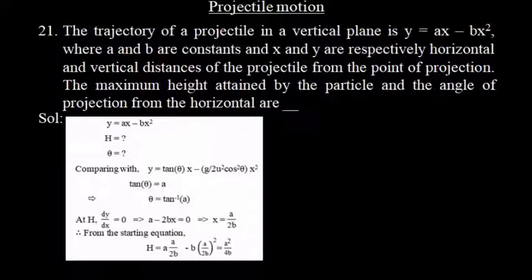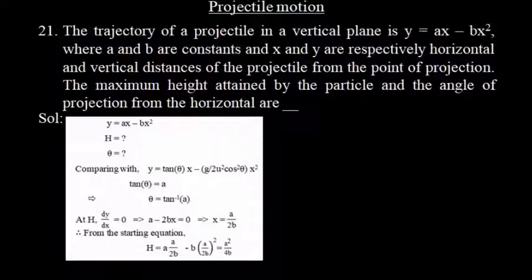Comparing with the standard equation, that is y is equal to tan theta into x minus g by 2 u square cos square theta into x square, we get tan theta as a. That is, theta is equal to tan inverse a. So we know that at maximum height dy by dx is equal to 0. That is, the slope becomes 0. Then differentiating the given equation with respect to x, we get dy by dx as a minus 2bx, that is equal to 0, where x becomes a by 2b.